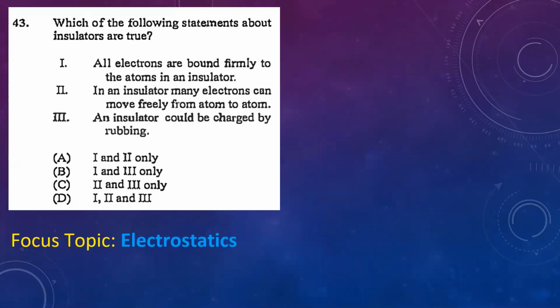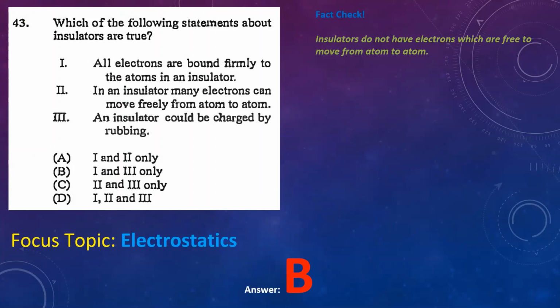Which of the following statements about insulators are true? Now we have three statements there, and the important thing to remember is that in insulators, the electrons are not free to move about. All right, so it means therefore that option 2 is false and option 1 is true, and we know that we can charge insulators by rubbing, so that's B.